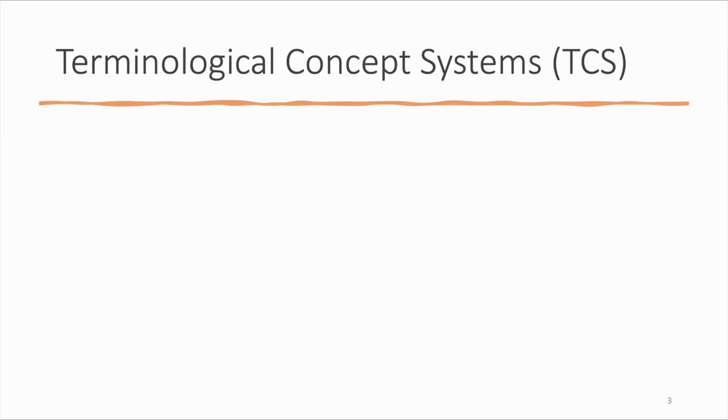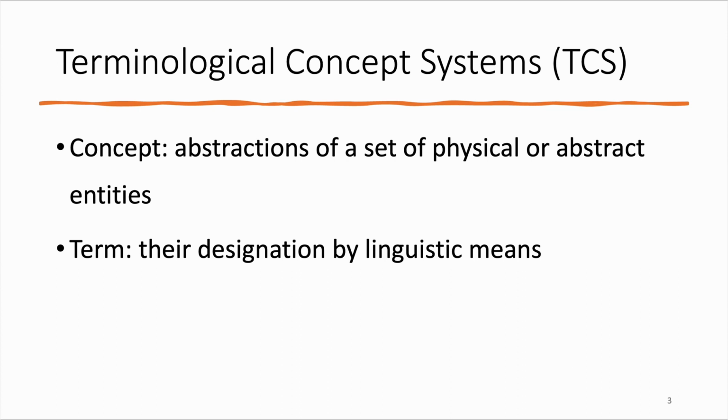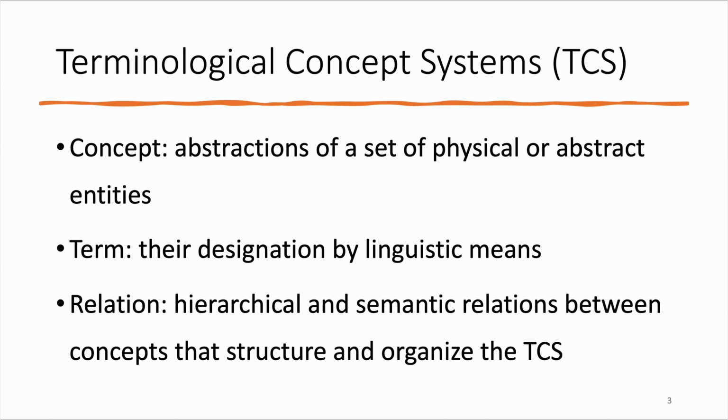So first I will provide you some background information for understanding this presentation, with the first question being what are Terminological Concept Systems, or short TCS. And mainly TCS consists of concepts which are abstractions of a set of physical or abstract entities. This will get a bit more clear on the next slide when we have an example. Secondly, there are the terms, which are the concept's designation by linguistic means. And lastly, the relations between concepts, which are either of hierarchical or semantic nature and give structure to the TCS.